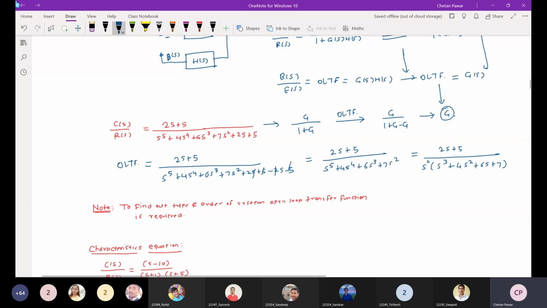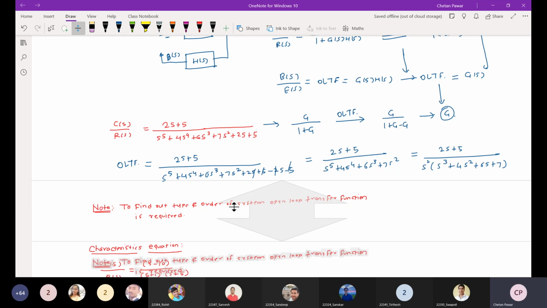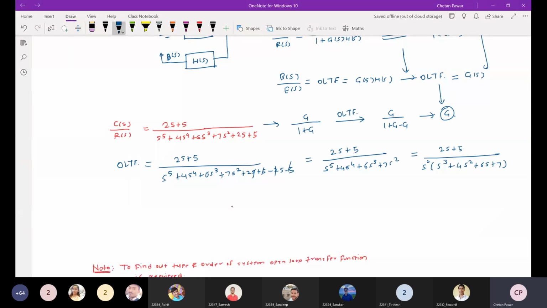Okay. Now for this system, you can find the type and order. Very important thing. Okay. For open loop transfer function only, we can find out type and order of the system. Because when you connect that system with feedback, that particular closed loop transfer function is having the effect of feedback on it, right? Okay. So what is the type here now? What is the type of system now?